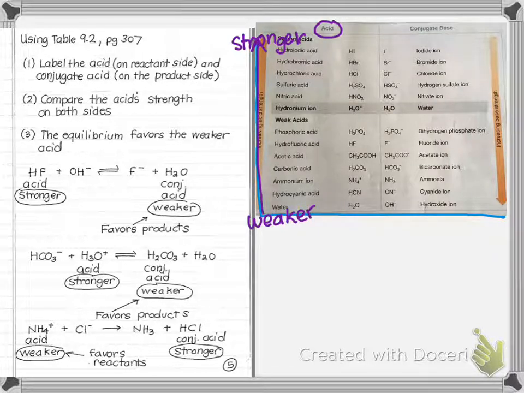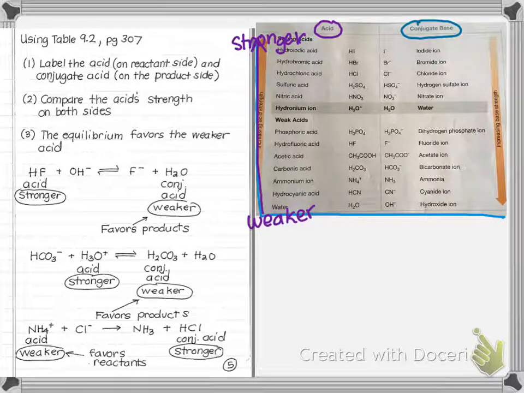And what you would notice about their conjugate bases, or their partners, is that it has an inverse effect on the strength.